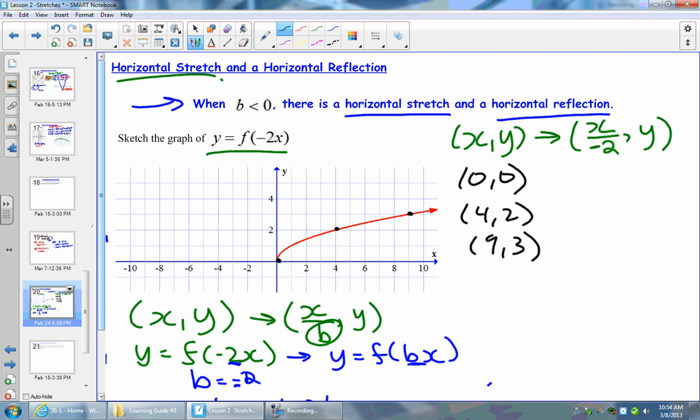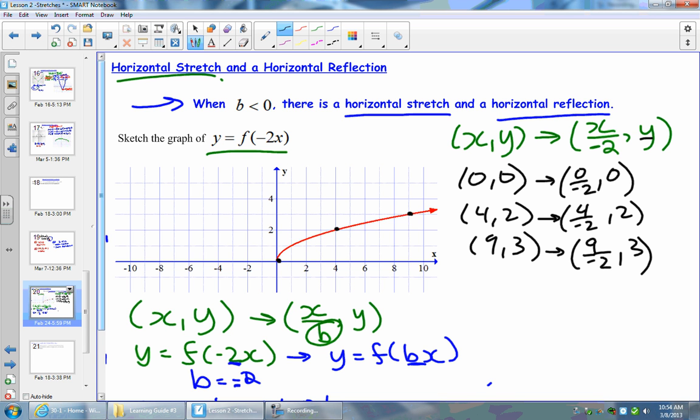Okay, so keep in mind what is happening to these points here. Well, all your y coordinates are going to stay the same, but all your x coordinates are going to be divided by negative 2. So 0 divided by negative 2, 0 is the first point. Your second point is going to become 4 over negative 2, 2. And then your third point is going to be 9 over negative 2, 3. Okay, so obviously these points are a little ugly. You want to simplify them a little bit more. So 0 over negative 2 is going to be just 0. So (0, 0). So that point didn't change. 4 over negative 2 is going to give you (negative 2, 2).